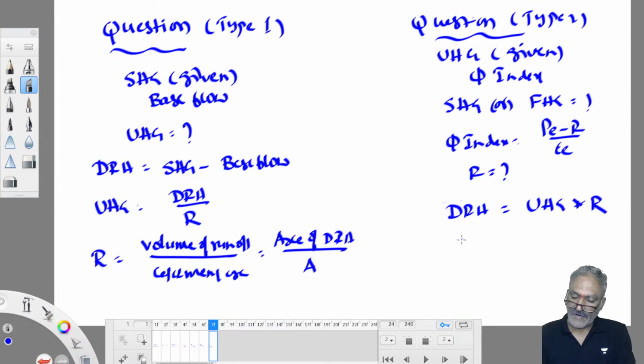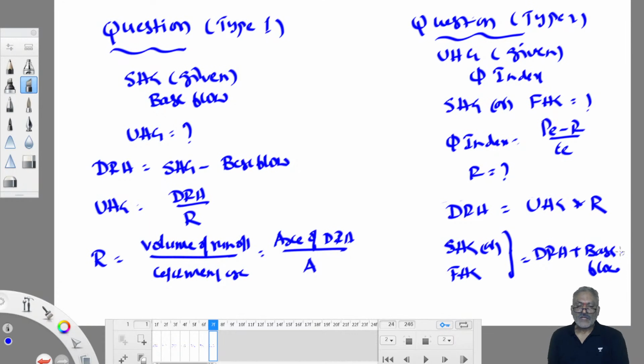Once you get the direct runoff hydrograph, you can get the storm hydrograph or flood hydrograph, which is equal to direct runoff hydrograph plus base flow. If you add base flow, you will get that. That's all. So indirectly, information is available to find out R. Type 1 question, type 2 question.